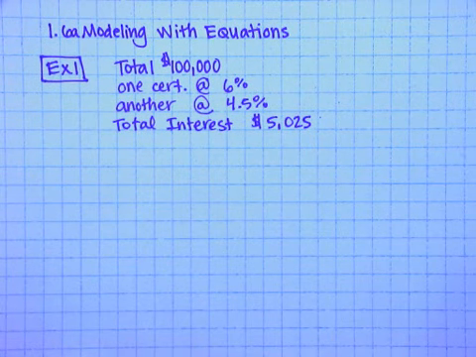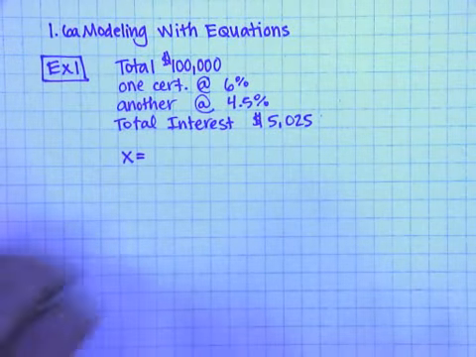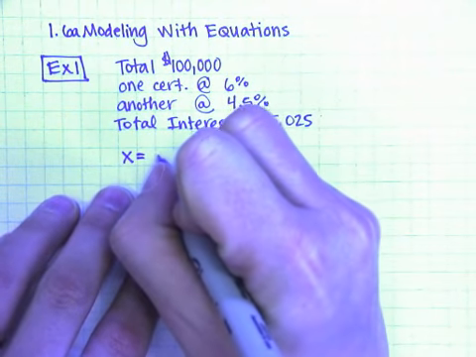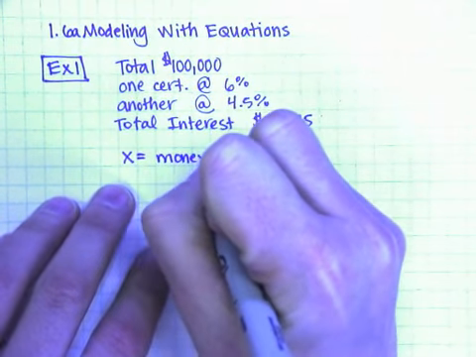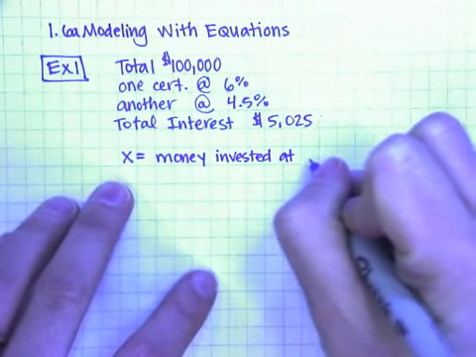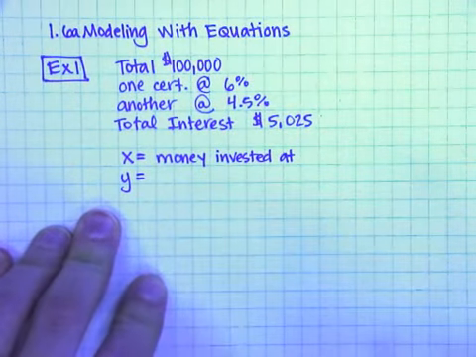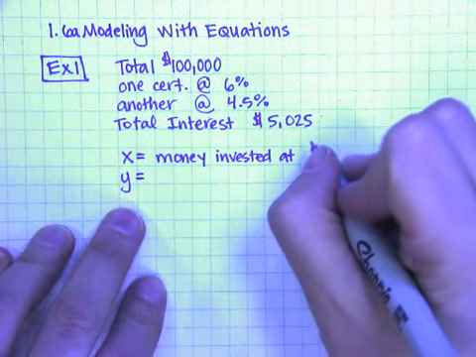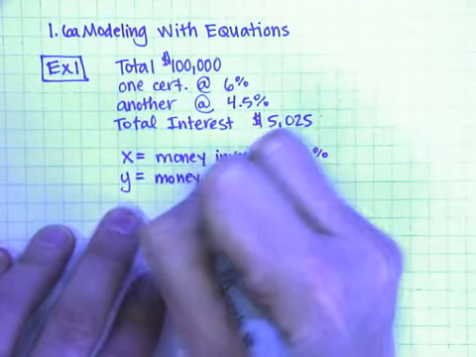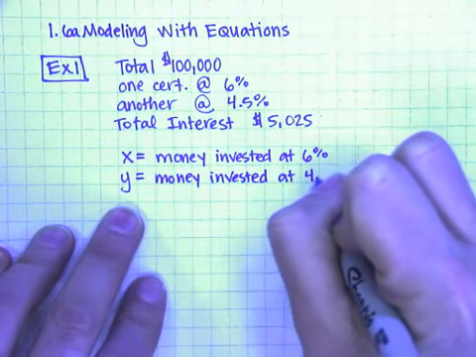This question says, how much money is invested at each rate? Your variable is always going to be basically the question written as a statement. So how much money is invested at each rate? X is the money invested at, oh shoot, I actually am going to need a Y because when it says each, that means there's 2 rates. So X is going to be my money invested at 6%, and Y is going to be my money invested at 4.5%.